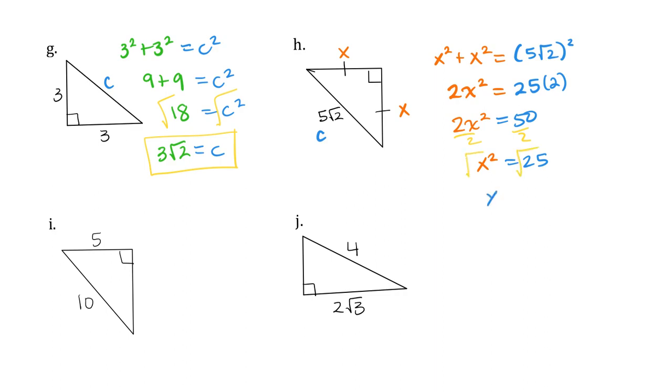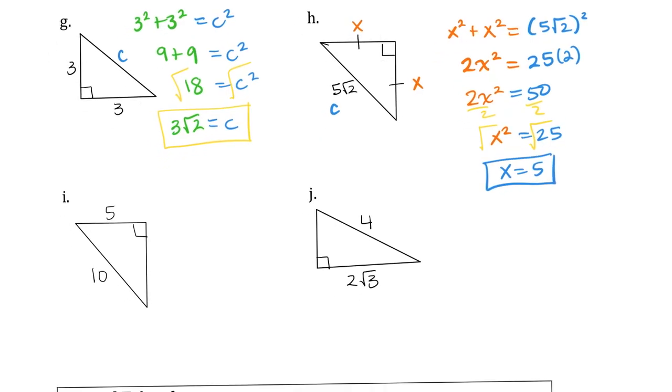Okay, so I get x equals plus or minus root 25, which is 5, but we only care about the positive because we are in geometry land. Okay, 2 more Pythagorean theorems. Okay, right angle, hypotenuse. Okay, what letter? Should we give it x? Let's call it x again. 5 squared plus x squared equals 10 squared.